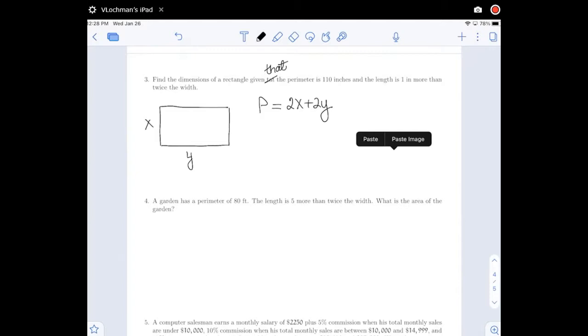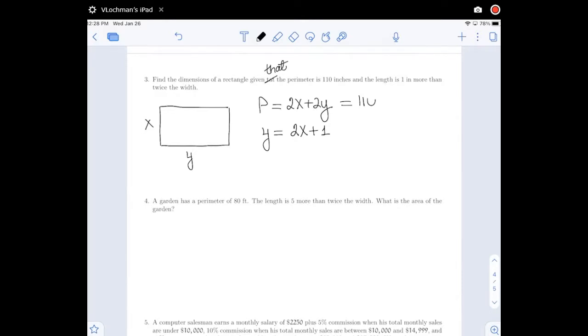And then what else do they say? The length is one more than twice the width. So you would say y is equal to 2x plus 1. We're converting this expression in simple words into a mathematical equation, right? So y is one more than twice the width. The perimeter is equal to 110. So now this is a straightforward substitution here.